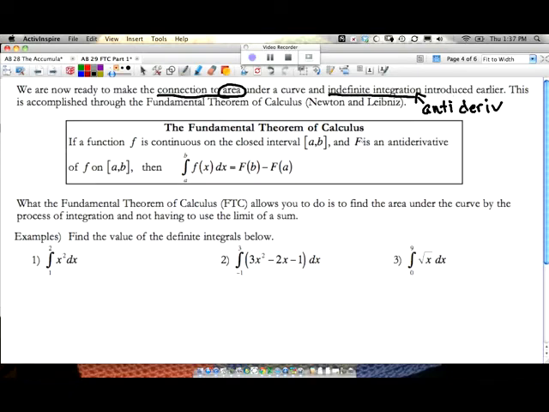So if capital F is the antiderivative of little f, then this thing right here, all we've got to do is figure out what that antiderivative is and plug in these two numbers. We're going to take the top minus the bottom. So what does that mean?